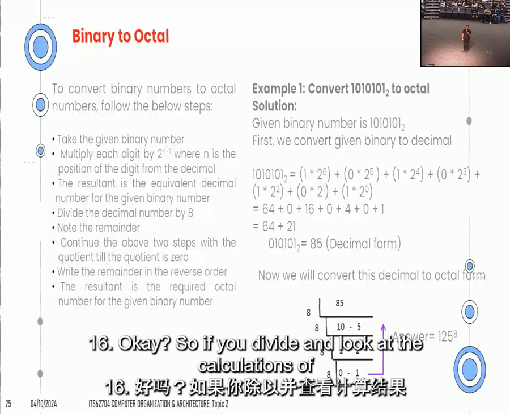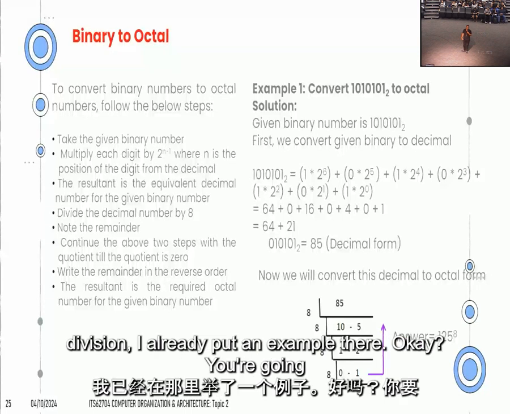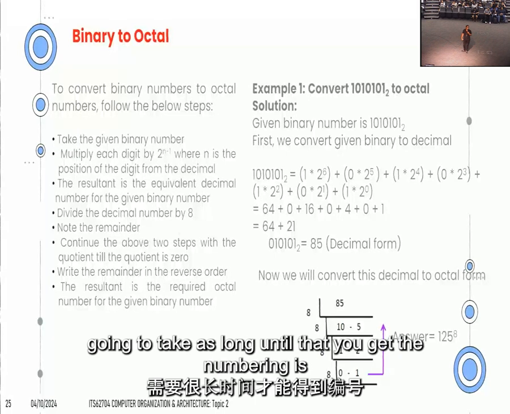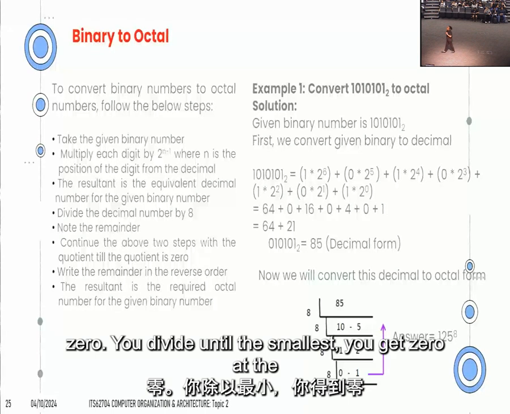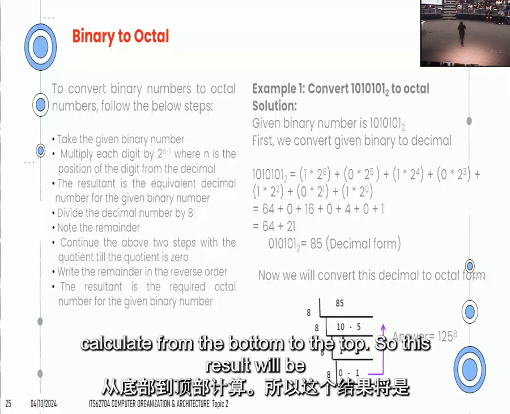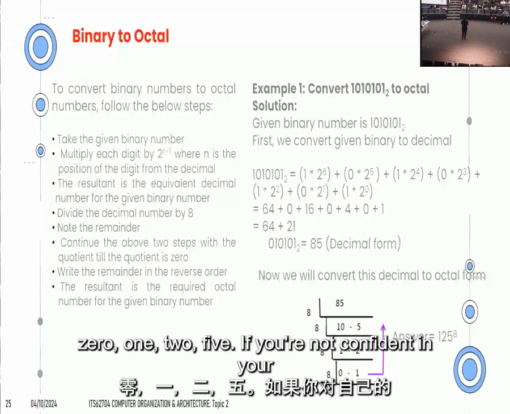If you look at the calculations of division, I already put an example there. You're going to take the remainder, which means the balance. You divide until the smallest, until you get 0 at the end. Take the 0, stop. Do division, and then read from the bottom to the top. So this result will be 0, 1, 2, 5.